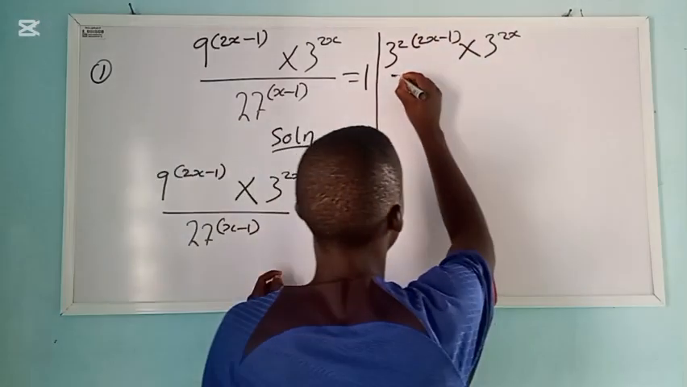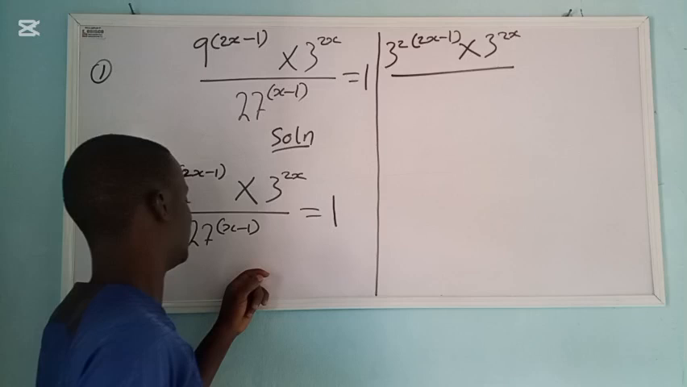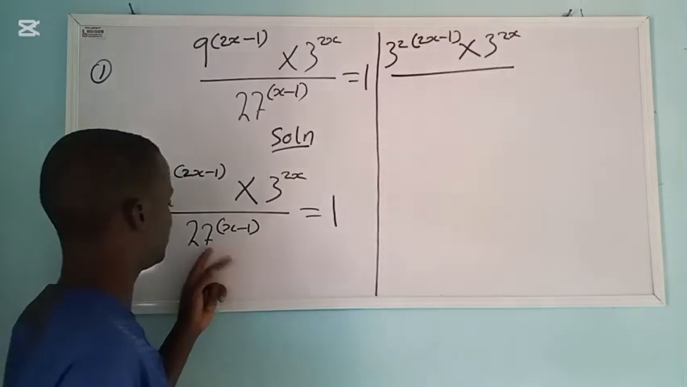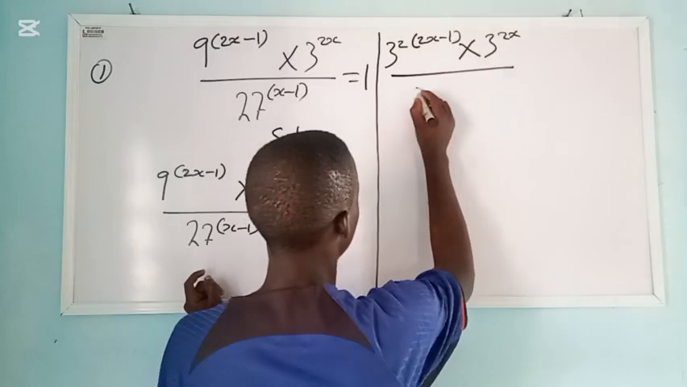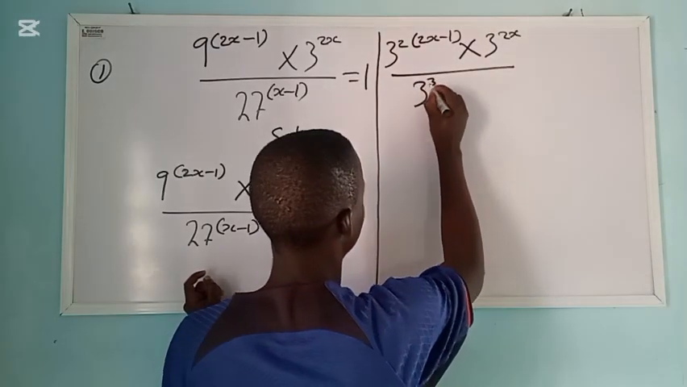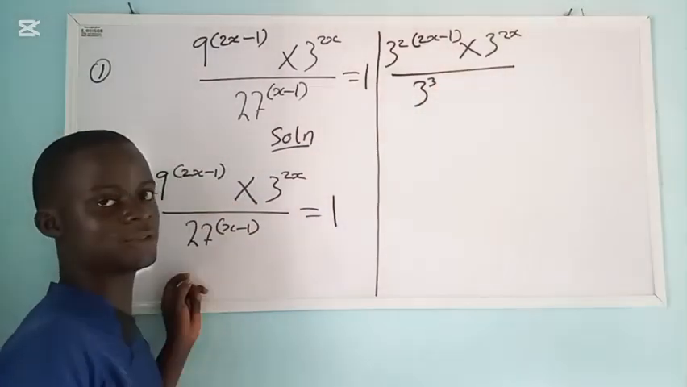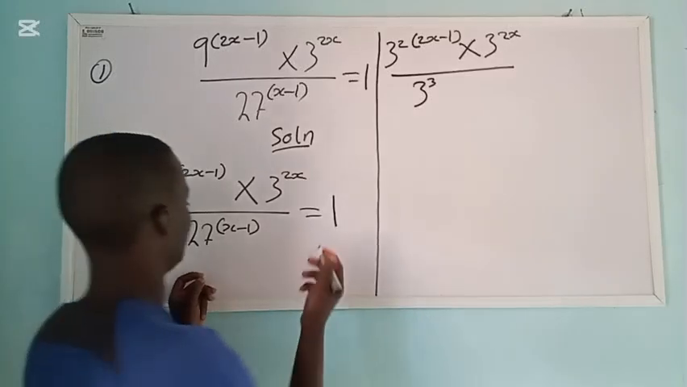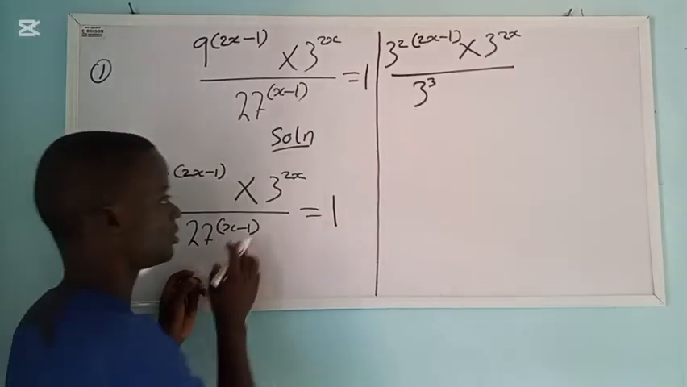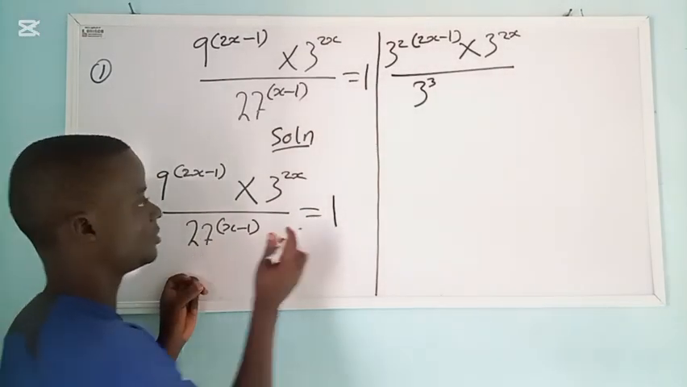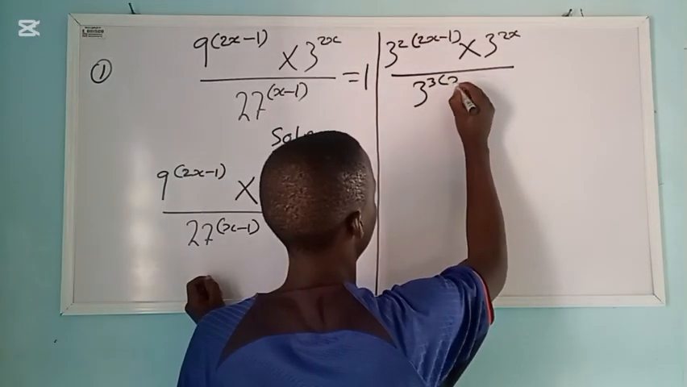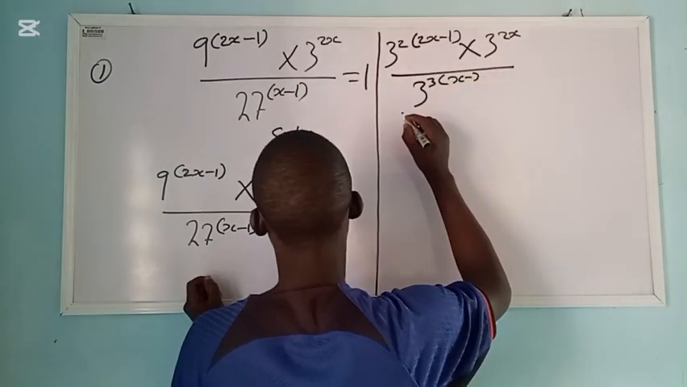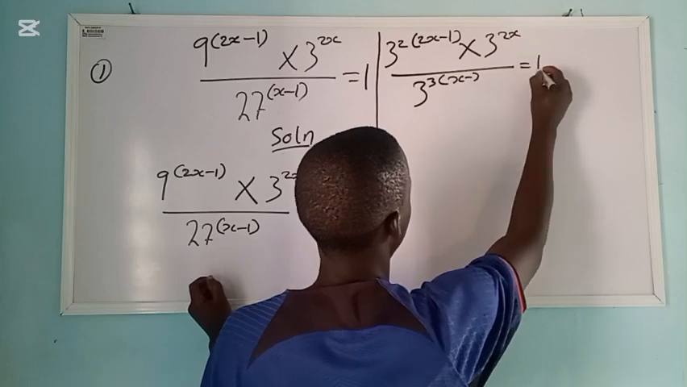So now when I say divide by, bring this one, so you see this 27. 27 can also be written as 3 raised to the power of 3. When you use your calculator, you will see it. So it's the same thing. I'm not doing anything to it, I'm just trying to simplify it. So you now bring this one also, which is (x minus 1), is equal to 1.